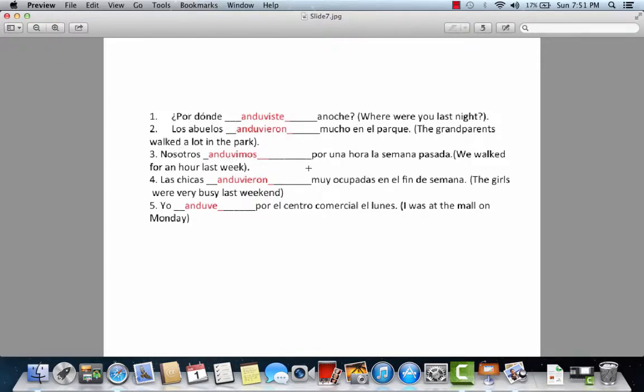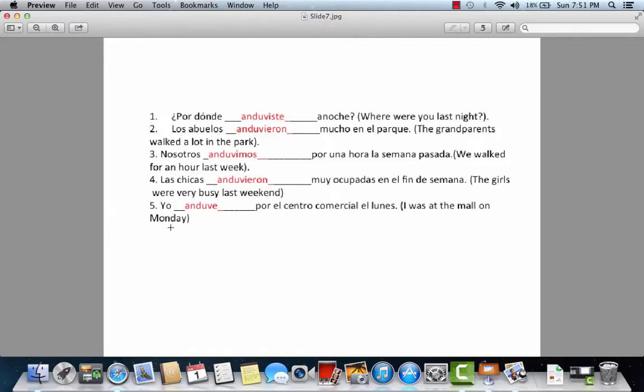Nosotros anduvimos por una hora la semana pasada. The subject is nosotros, that translates to we. Anduvimos is the first person plural, which is the we form. Las chicas anduvieron muy ocupadas en el fin de semana. The subject is las chicas. Las chicas means the girls. That is third person plural, agreeing with the third person plural of the verb, anduvieron.